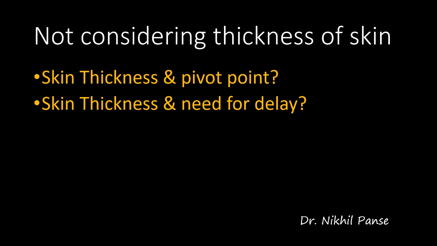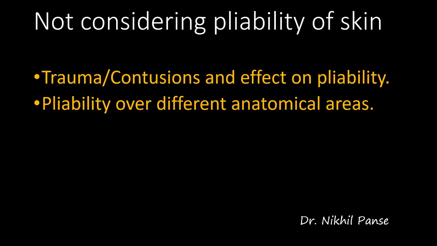Now coming to the next mistake, not considering the pliability of the skin. Now pliability of the skin varies in different individuals, especially in cases of trauma, contusions, underlying hematomas. The pliability of the skin and subcutaneous tissue is altered, and if the pliability is less, we need a longer flap, because obviously since the pliability is less, it is not comfortably going to turn around and cover the defect. So we need to be very careful regarding assessing the pliability of the skin.